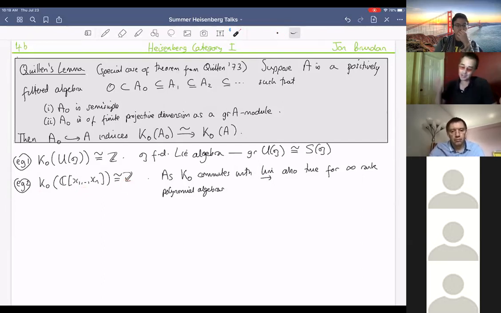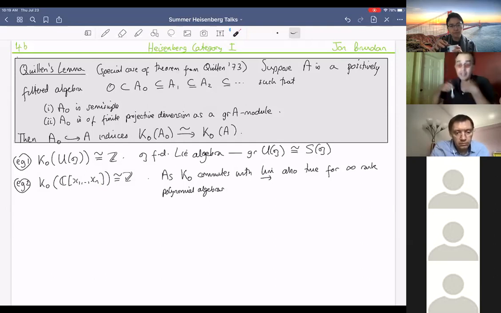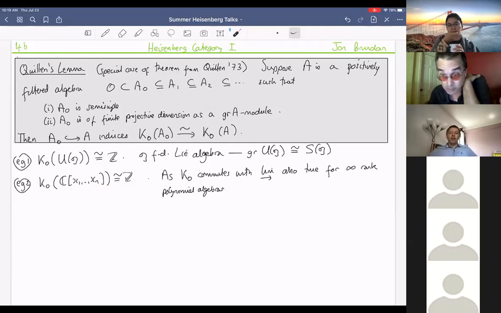Relevant for us later on, taking split Grothendieck group commutes with direct limits. And so actually you can take this n here and let n go to infinity and deduce from this that the Grothendieck group of an infinite rank polynomial algebra is a copy of Z as well. So you can pass to infinite rank there.